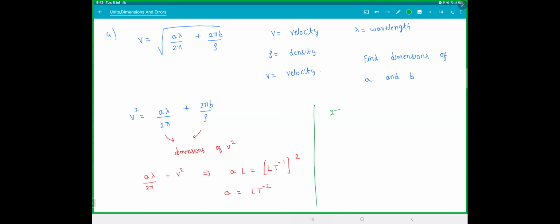Similarly, 2 pi by rho is V square. It's not exactly V square, proportional to V square. So these dimensions will be B. Rho's dimensions is density, mass by volume, that is ML minus 3. V square's dimensions is L square T minus 2. So B is M L minus 1 T minus 2. Got this? Yeah, that is the answer.